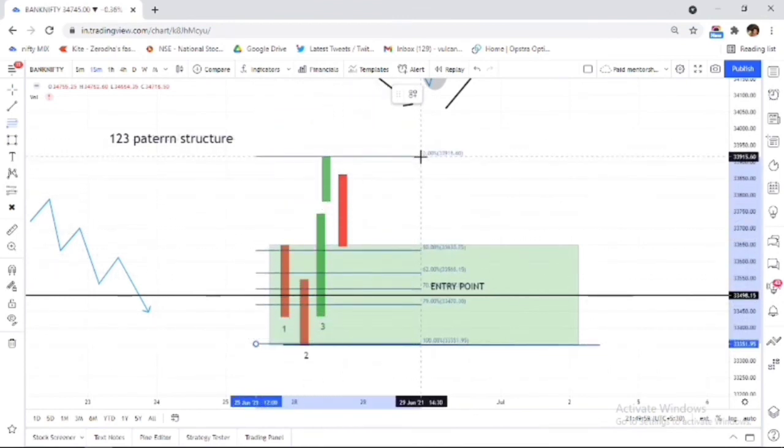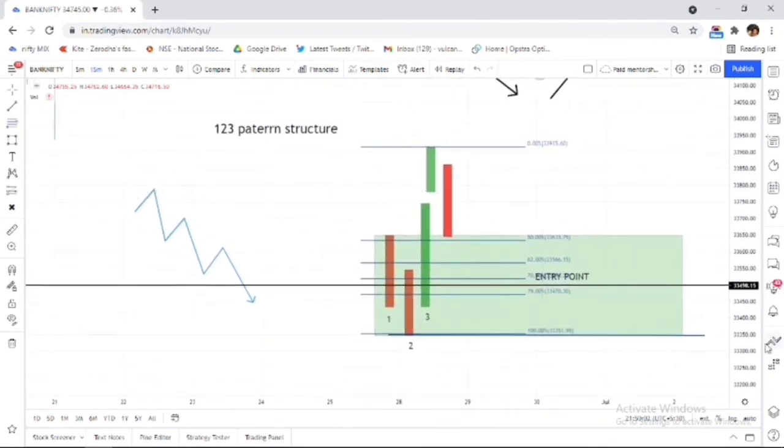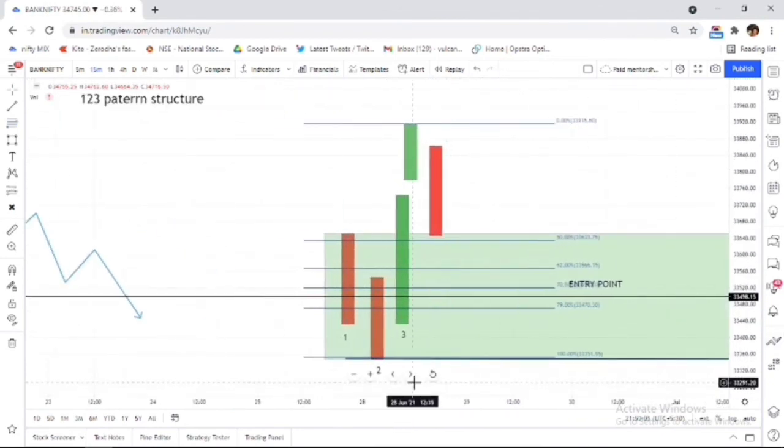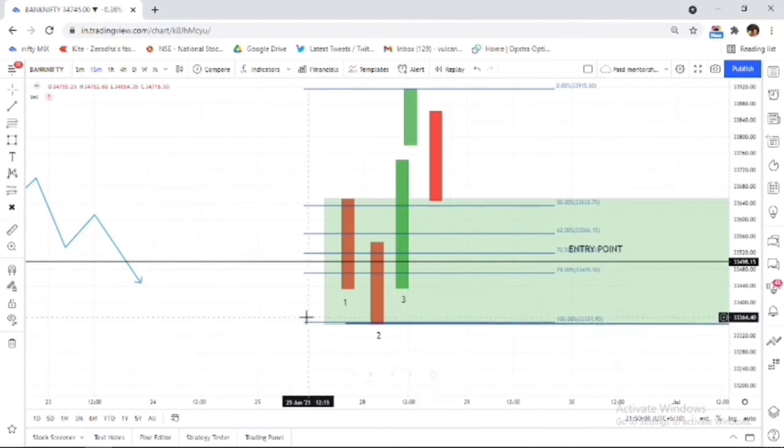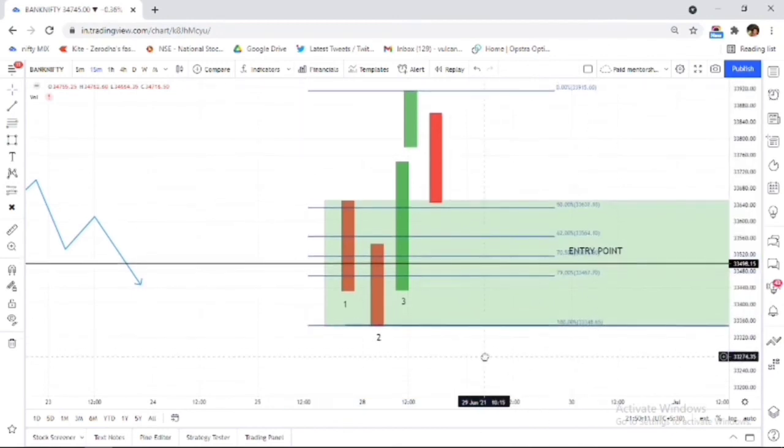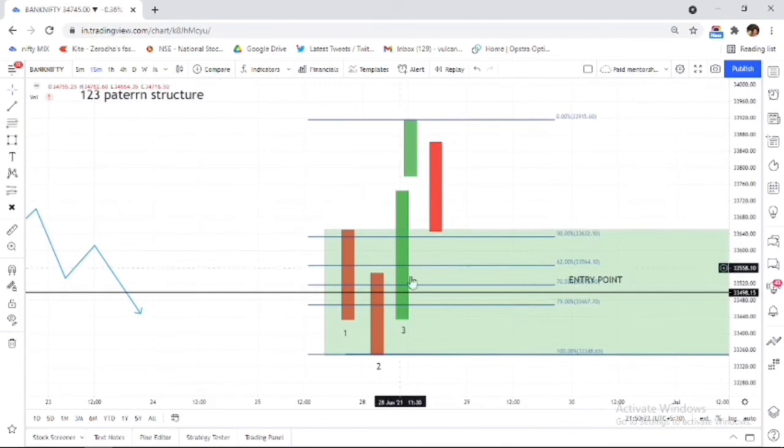Now see the same thing with the Fibonacci. Draw the Fibonacci from the second candle low to the green candle high, and these Fibonacci levels are your entry points: 62, 72 and 79.